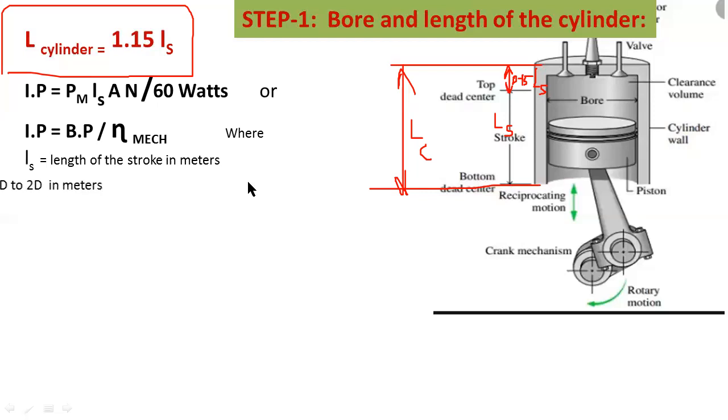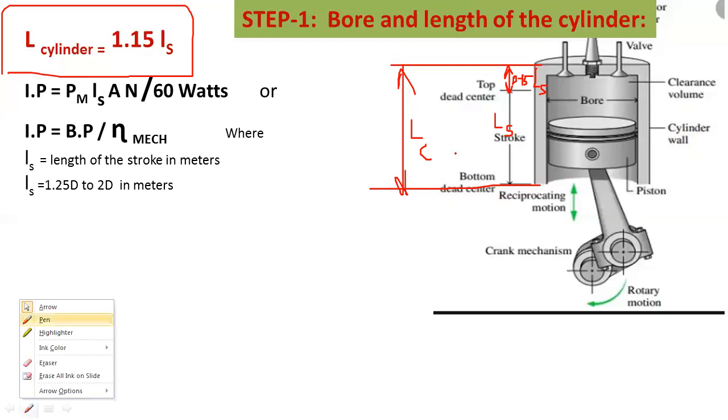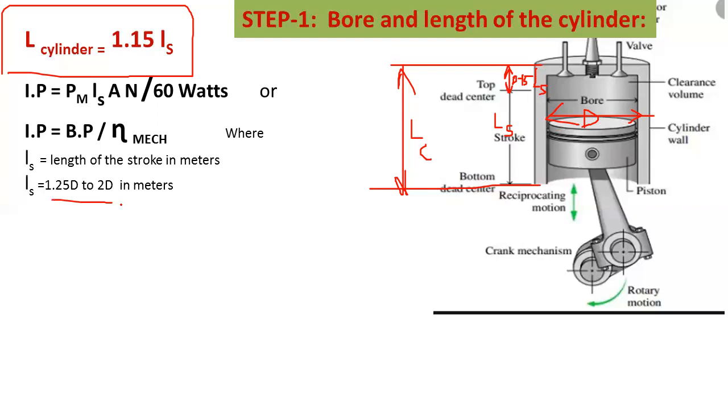And here the value of stroke length varies from 1.25 D to 2 D. Here capital D is the inside diameter, this is the bore diameter D. So the stroke length Ls varies from 1.25 times the diameter of the bore to 2 times the diameter of the bore.